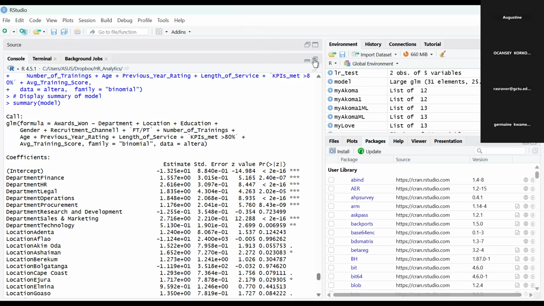Any comments? Addition, subtraction. Any comments, any addition, any subtraction?